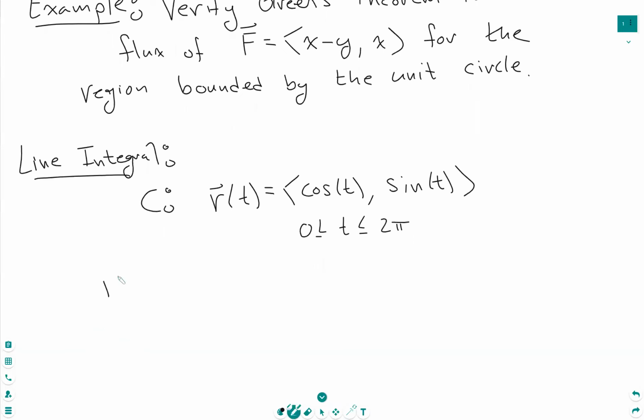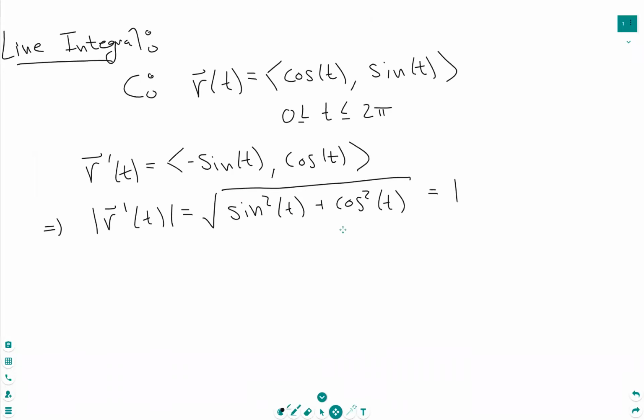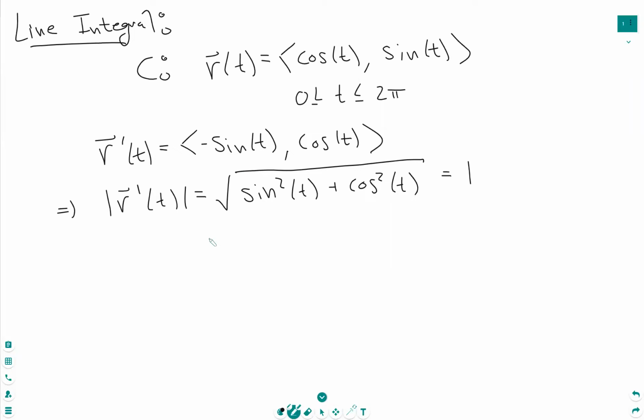In order to calculate this line integral, I'm going to need r prime. This is negative sine of t and cosine of t. Which means that the magnitude of r prime of t is the square root of sine squared of t plus cosine squared of t. That's just equal to 1, since we have a sine squared plus a cosine squared. It's pretty nice. Okay, so this is trying to calculate the flux.